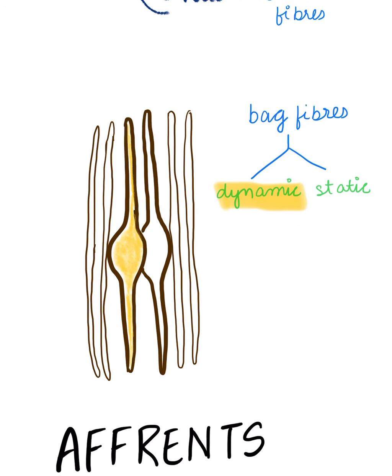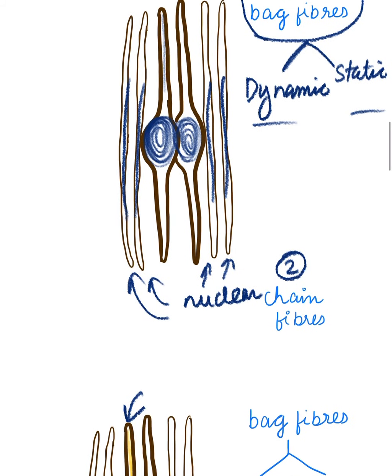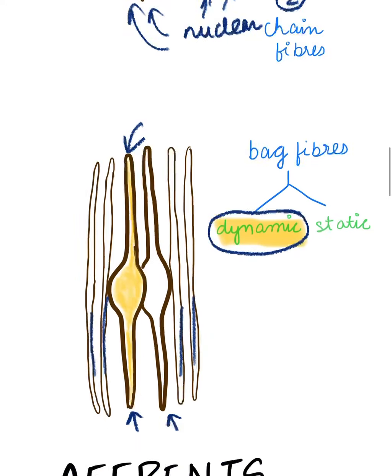So for representation, I am shading this dynamic nuclear bag fiber with a yellow color. So this one is the dynamic nuclear bag fiber, this is the static nuclear bag fiber, and these four are the nuclear chain fibers. So this was about the intrafusal fibers.